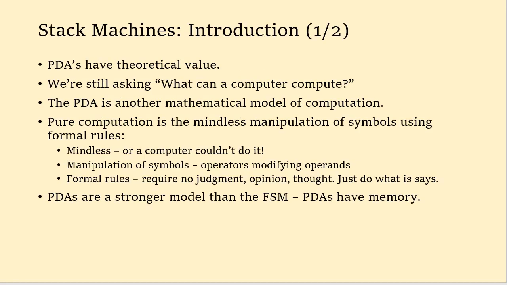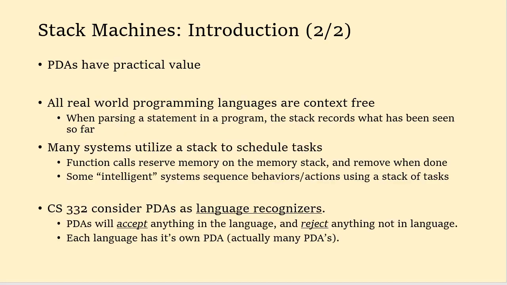Stack machines have theoretical value. Again, we're still asking ourselves, what can a computer compute? So this is another model of computation that gets us on the road to answering that question. They are a stronger model than the finite state machine because they have memory. Now, they only have stack memory, which means you can only see one element at a time. And we'll talk more about the implications of that in a little bit.